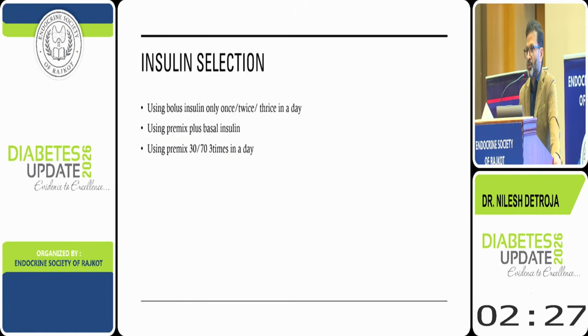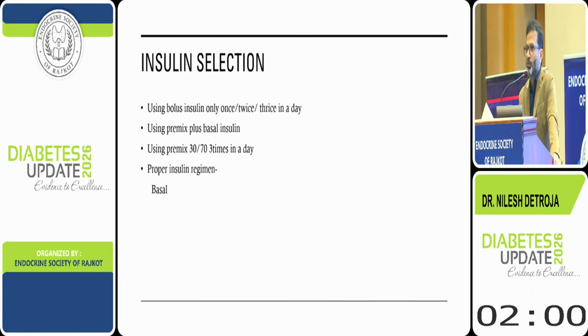Many are using premix 30-70 three times in a day. If twice is being used, to intensify they go from 2 to 3, before each meal. But again the same thing will happen: the basal part will increase, and the bolus will not be sufficient. So this is also not proper for most patients. Many do get controlled with this, it's not that nobody does, but largely it's not the right regimen.